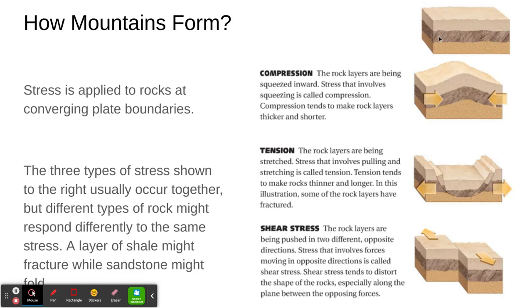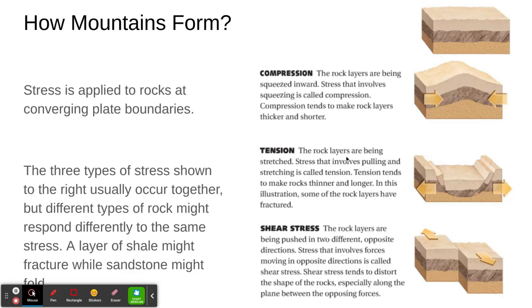According to our principle of original horizontality, we know that all of those ocean sediments at a passive continental margin would have been deposited pretty much horizontal. And if you apply some compression stress to that, your rock layers are going to be squeezed inwards. Compression is going to make the rock layers thicker and shorter. It's going to push them upwards, giving you a dome like this.